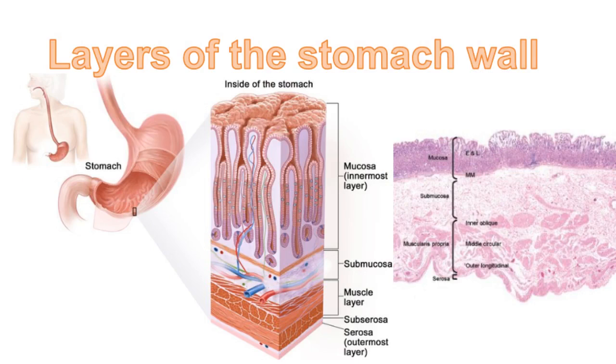The stomach wall consists of 4 layers. Outermost is the serosa, inner to it is the muscularis propria, inner to that is the submucosa, and the innermost layer is the mucosa.